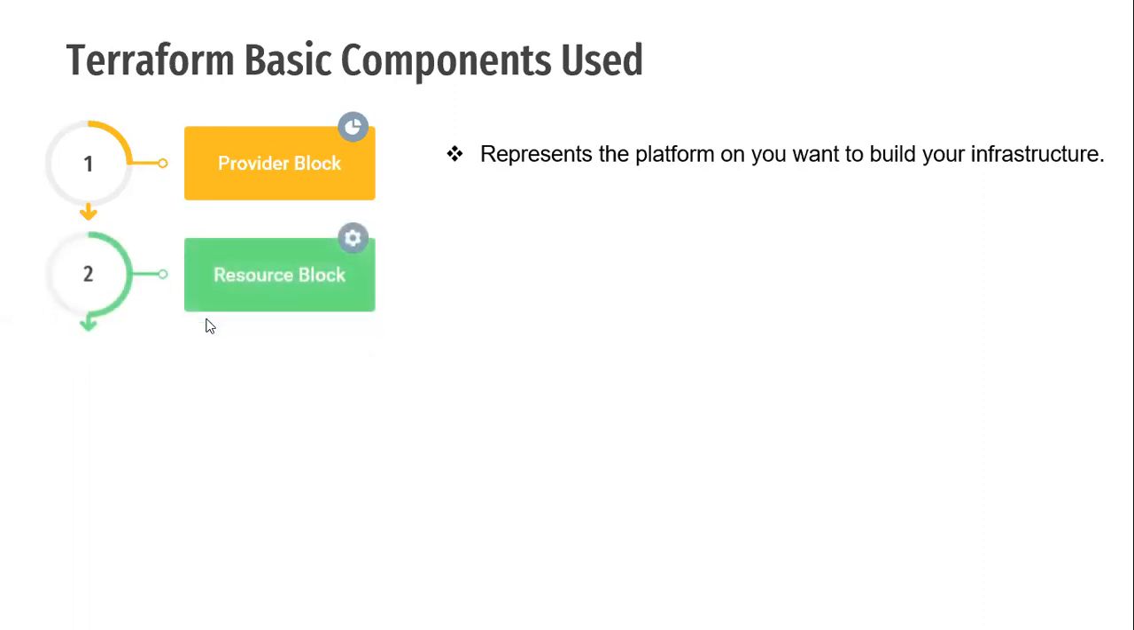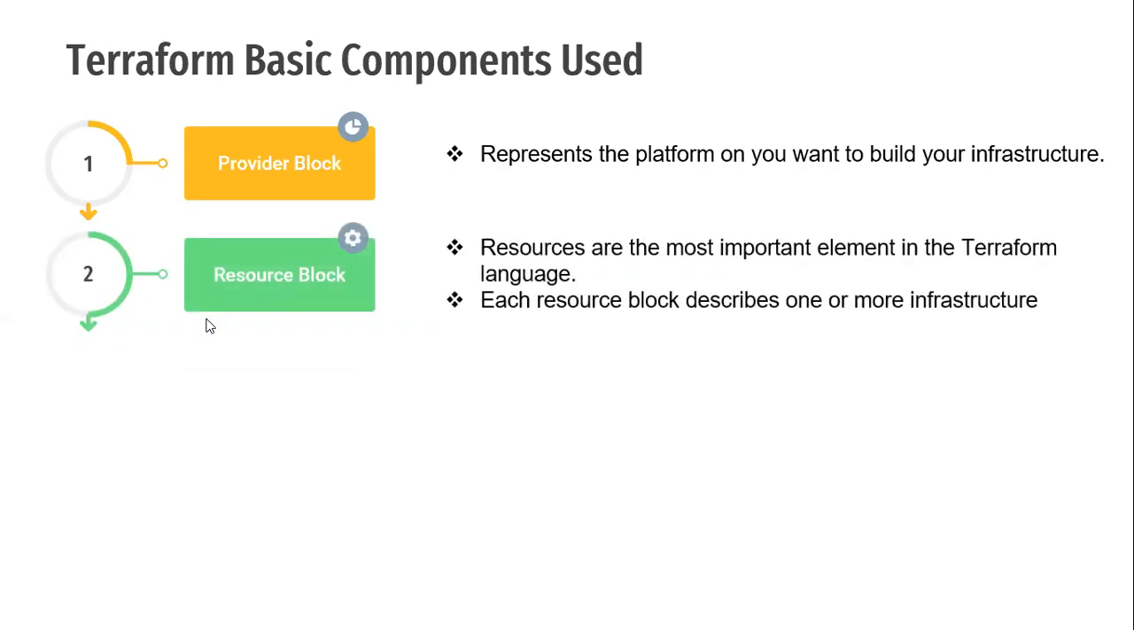Next is the resource block. This is one of the most important parts in your Terraform code, which identifies one or more components of your infrastructure. For example, in terms of F5, it could be defining your self IP, defining your VLANs, defining your DNS. So these are the various resource components that we are going to define.